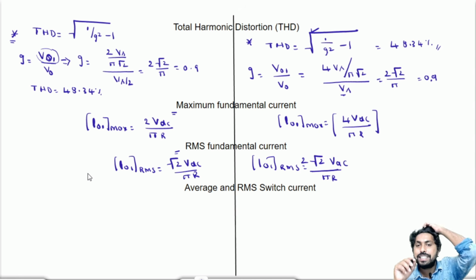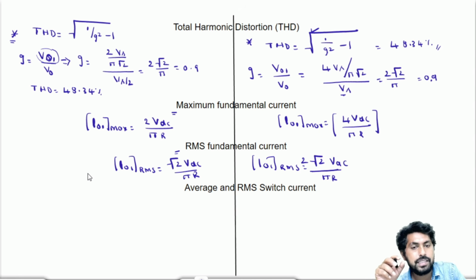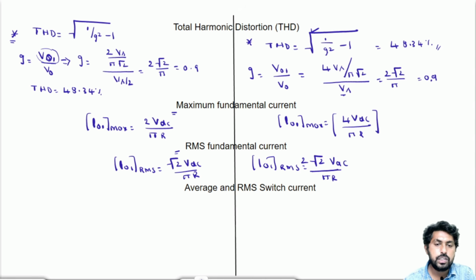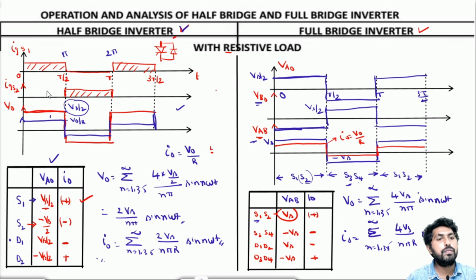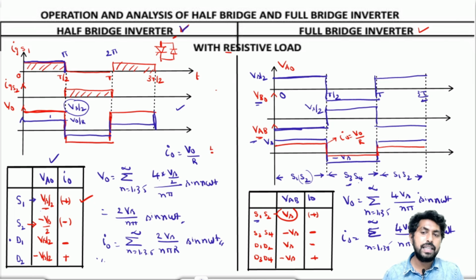Here the switch is conducting for the pi period. So if you observe here, S1 is conducting for the pi period. So similarly, let me draw the switching currents first, to understand this.